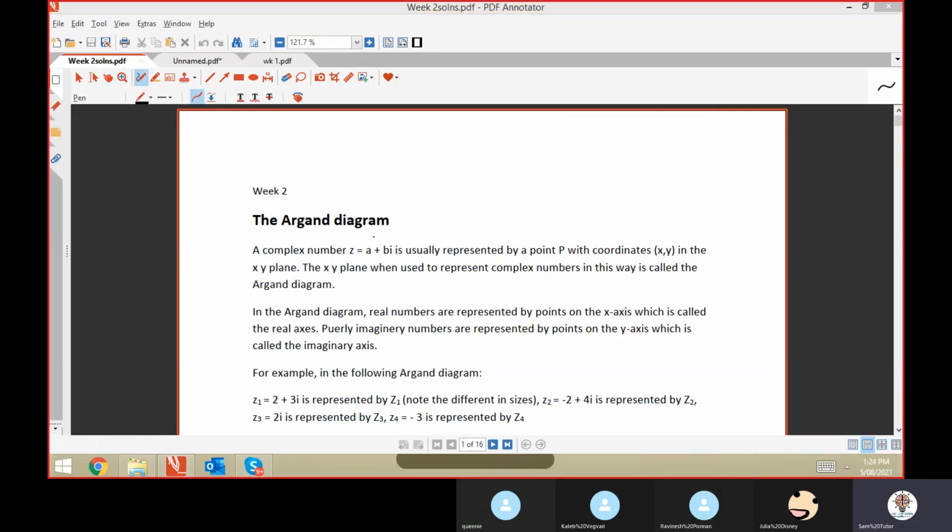This week is about the Argand diagram, a fancy way of pretty much saying the Cartesian plane for complex numbers. So the Argand diagram is the Cartesian plane for complex numbers. For complex numbers, we usually had coordinates x and y. For our Argand diagram, what do you think they're going to be?